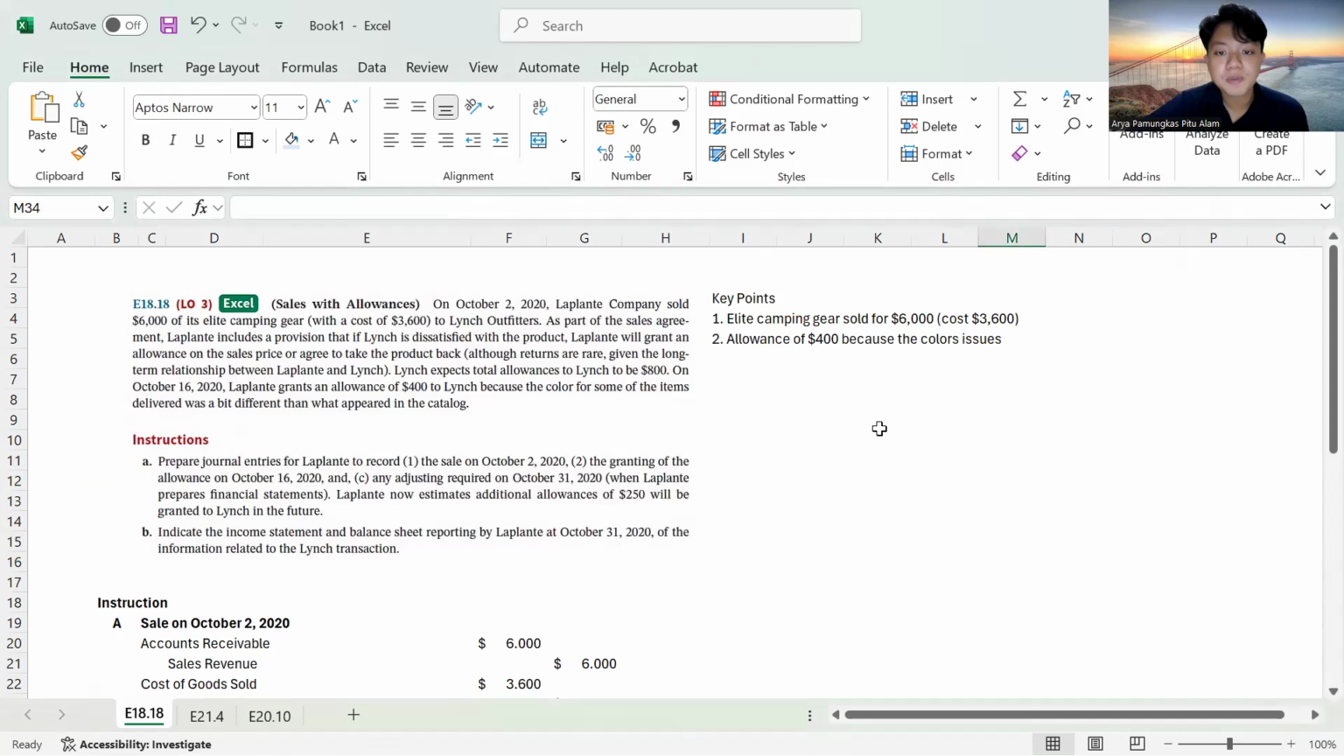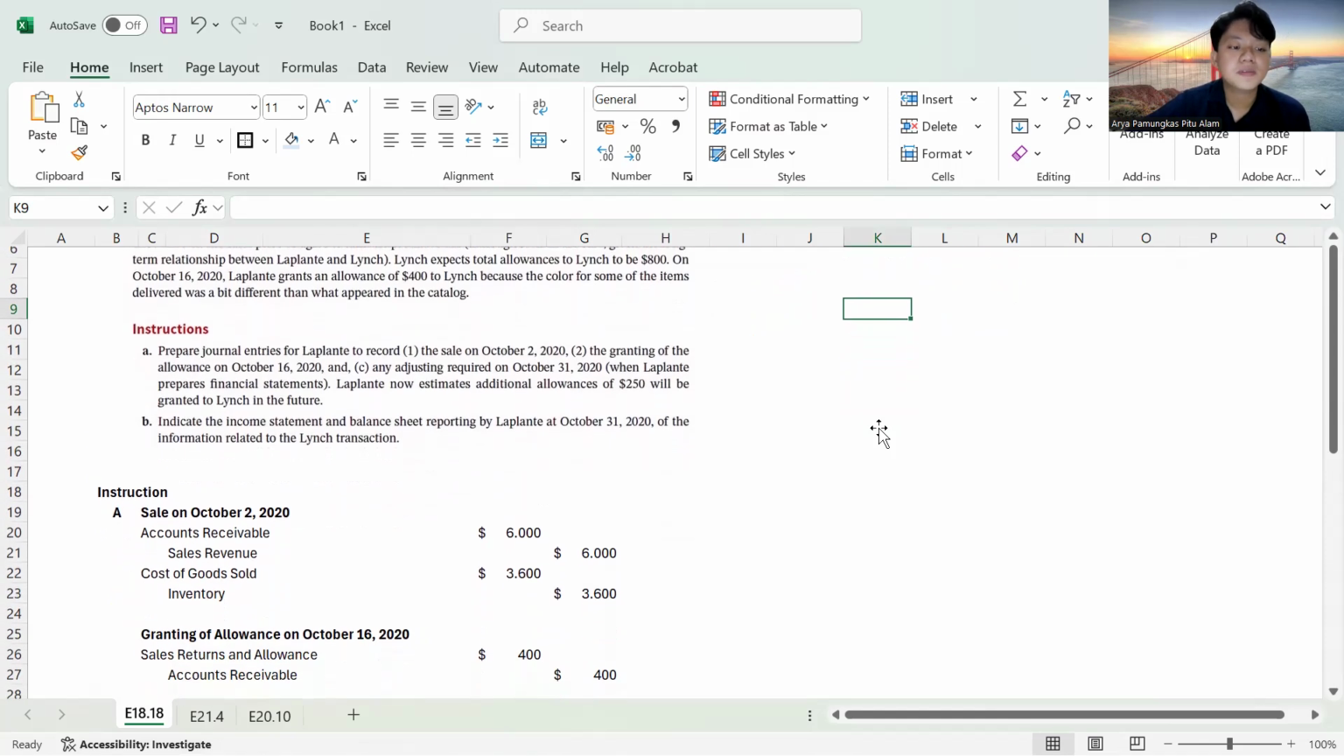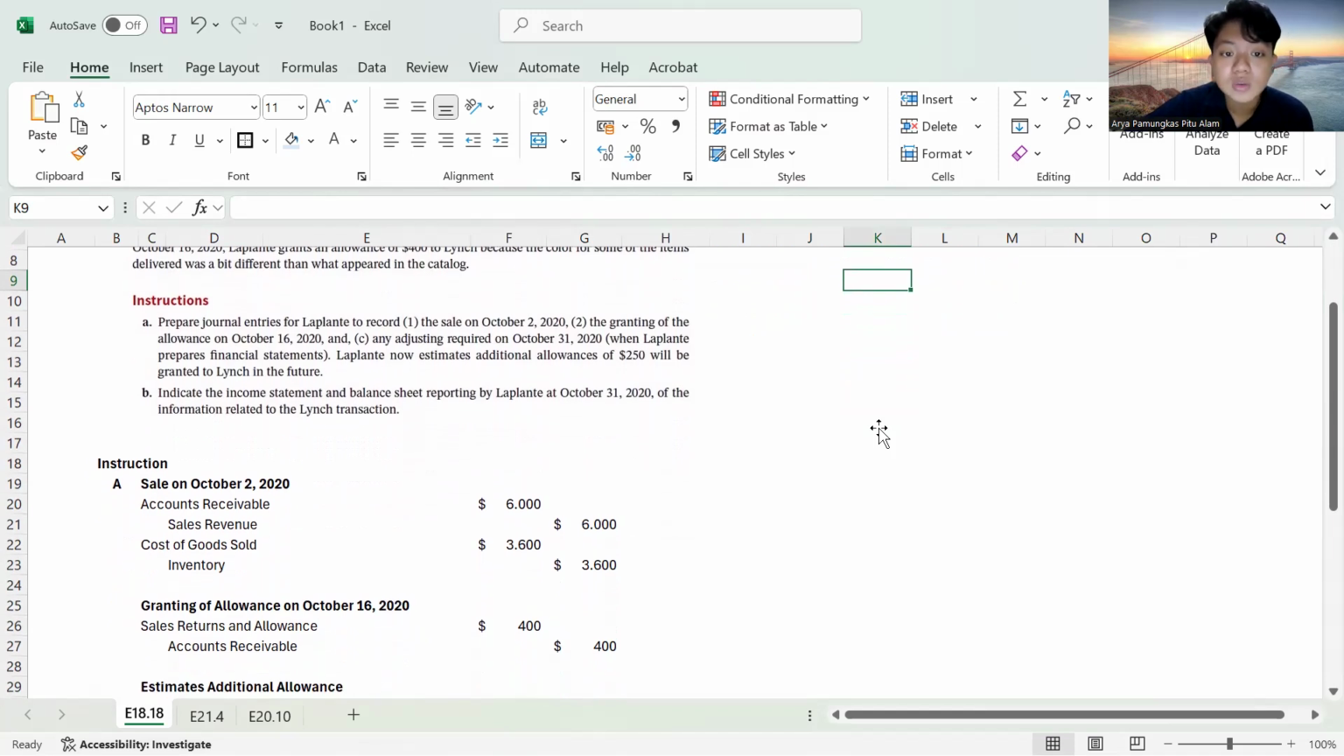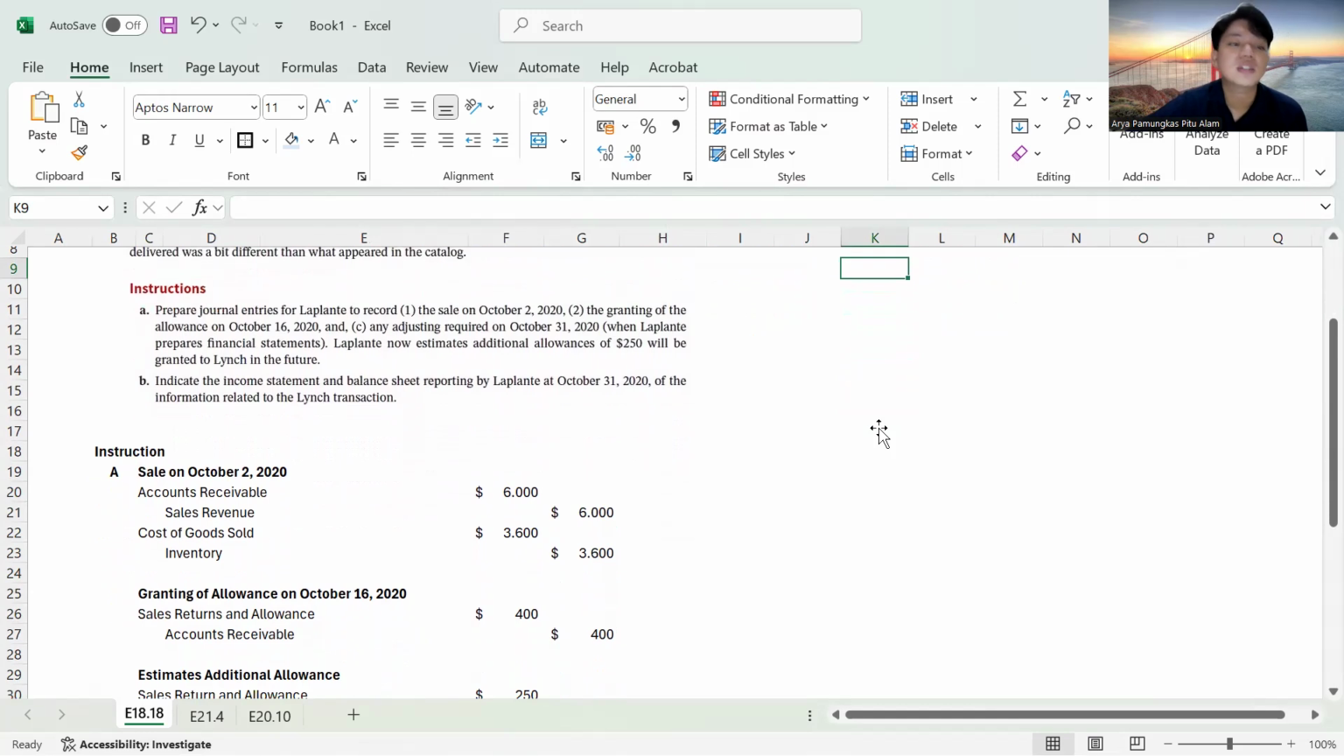Here are the key points of this question. First, the elite camping gear was sold for $6,000 and has a cost of $3,600. There is an allowance of $400 because of the color issues. The instruction first asks for journal entries to record the sale on October 2, 2020, the granting of the allowance on October 16, 2020, and any adjusting entry required on October 31, 2020. When La Plante prepares financial statements, La Plante now estimates that an additional allowance of $250 will be granted to Lynch in the future.